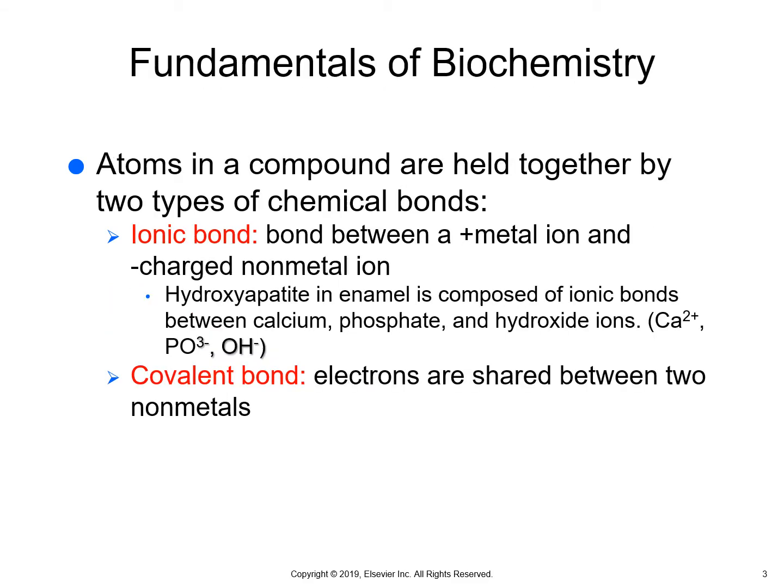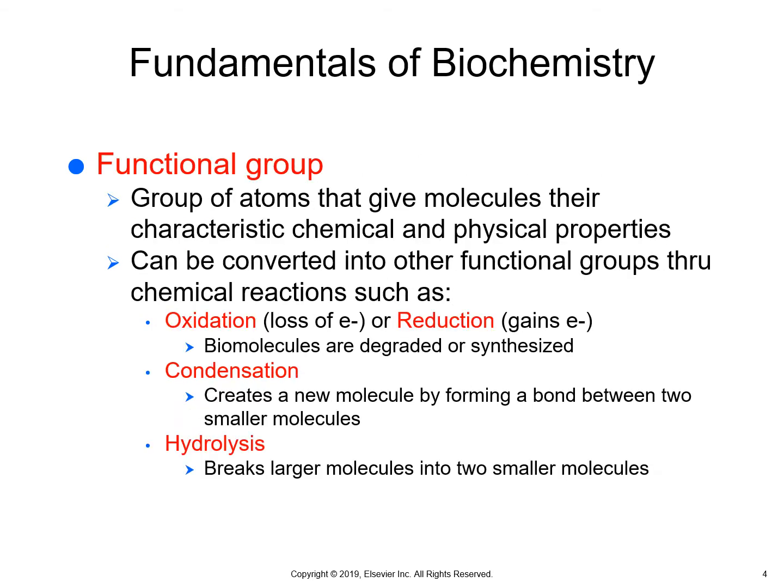So some of the fundamentals are the basics that we've talked about. We have atoms in a compound that are held together by two different types of possible chemical bonds. We could have an ionic bond, which is a bond that's between a metal ion and a negatively charged non-metal ion. Hydroxyapatite in enamel is composed of ionic bonds between calcium, phosphate, and hydroxide ions. So that's an example of an ionic bond. Covalent bonds are when the electrons are shared between two non-metals. So those are the two different types of bonds that we'll discuss.